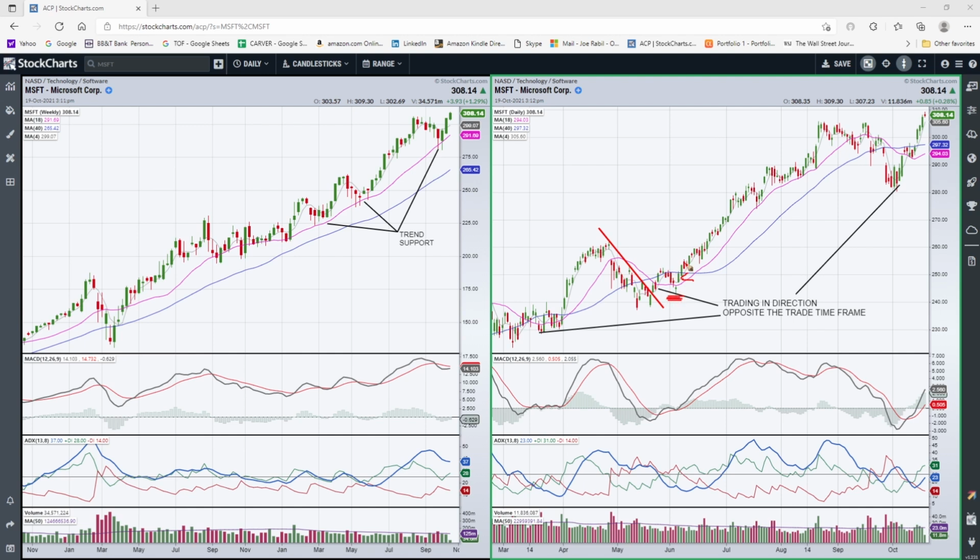But what it's doing is improving my timing because it's telling me that this trend is getting back in line with this trend over here. So that's what we're trying to identify, improve our timing, lower our risk.